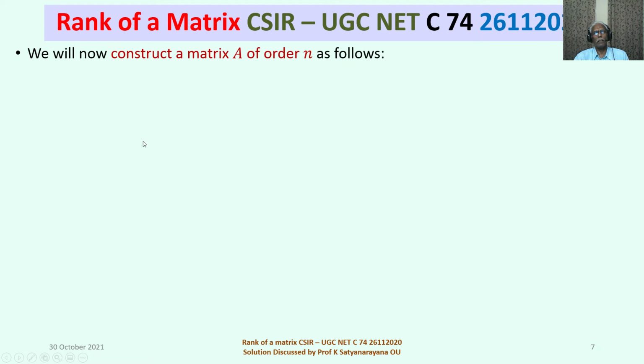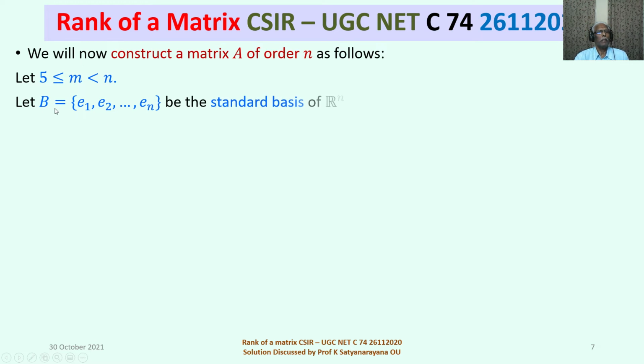We will construct a matrix A of order n as follows. This construction is very crucial. Let 5 be less than or equal to m, less than n. Let B be the set consisting of E1, E2, up to En, the standard basis of R power n.